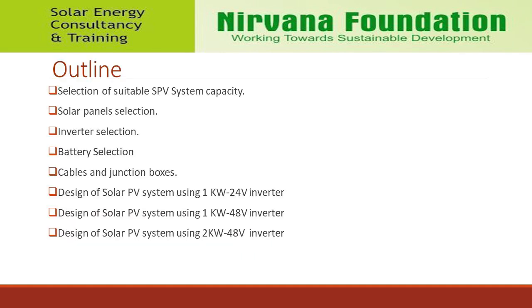Outline: selection of suitable SPV system capacity, solar panel selection, inverter and battery selection, cables and junction boxes. Design of solar PV system using 1 kW 24 volt inverter, 1 kW 48 volt inverter and 2 kW 48 volt inverter.